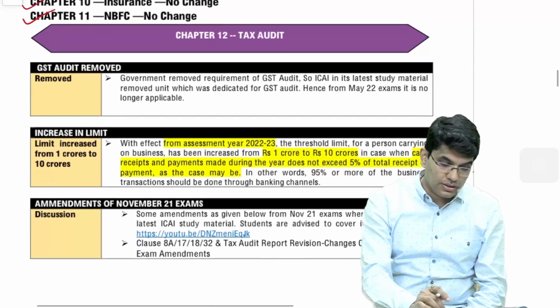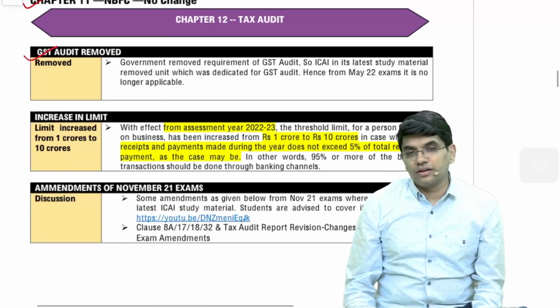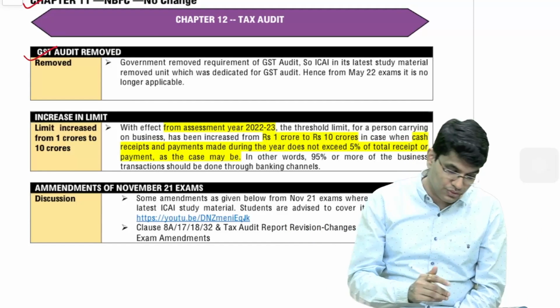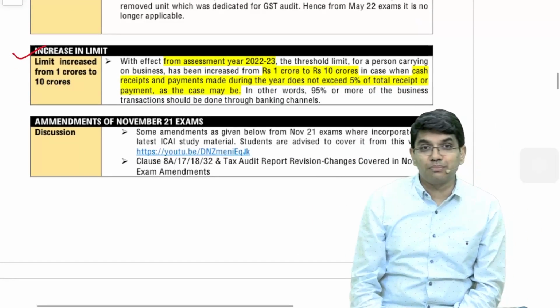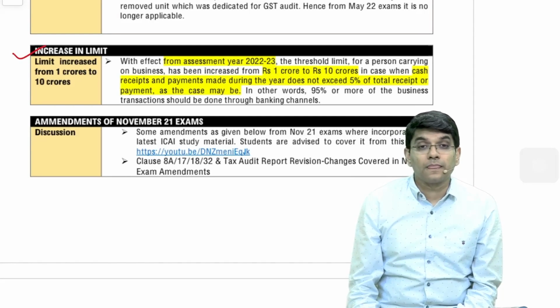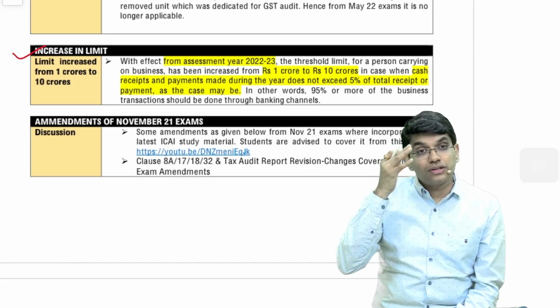NBFC, there is no change. Tax audit, the great news is GST audit is removed from the course. That's a good thing which has happened to the student community. You should be happy for that, you should cherish it. And then there's a small change. What is the small change?